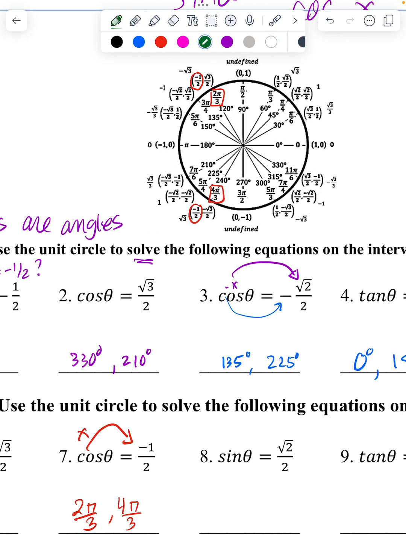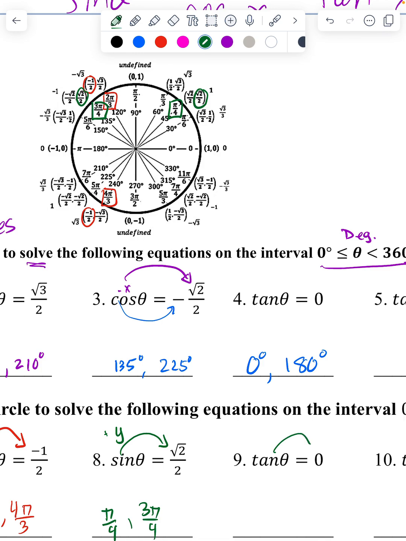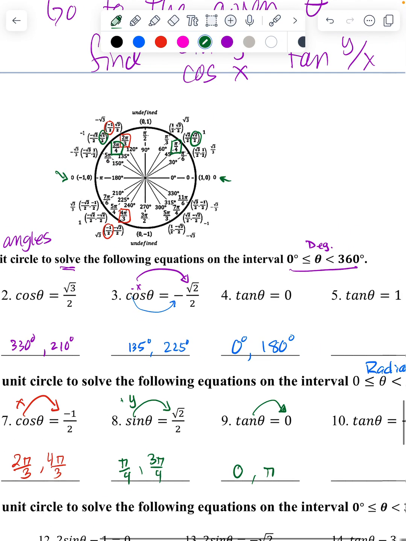In 8, it wants me to find a sine, which is going to be a y value that has √2/2. So y being positive is going to be on the top. So I see one here and I see another one here. So if I look at their radian measure, that's at pi over 4 and 3 pi over 4. So I'm just finding where the values exist. So where's my tangent 0? Right here and right here. So that's at 0 and then pi, because they want my answers in radians.